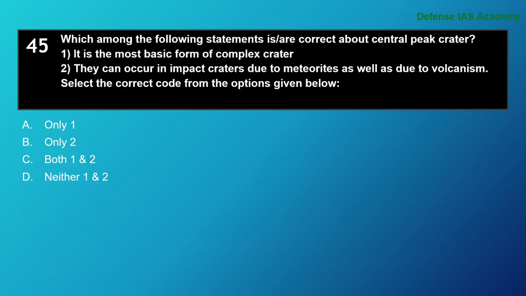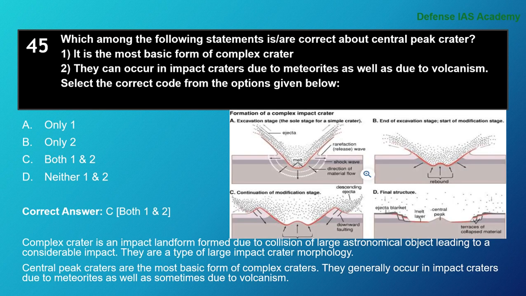Next question 45. Which among the following statements is or are correct about the central peak crater? The statements are: 1. It is the most basic form of complex crater. 2. They can occur in impact craters due to meteorites as well as due to volcanism. Select the correct code from the options given below. The answer is option C, both 1 and 2.